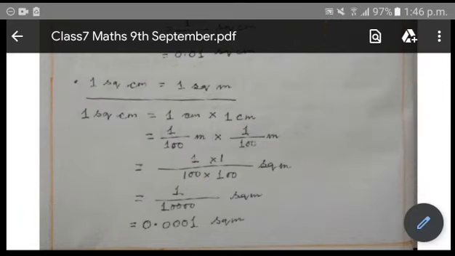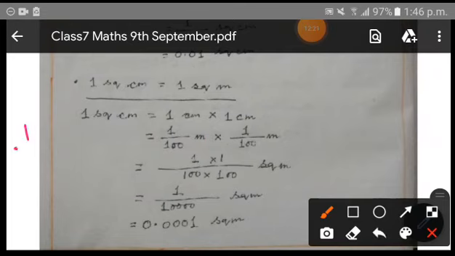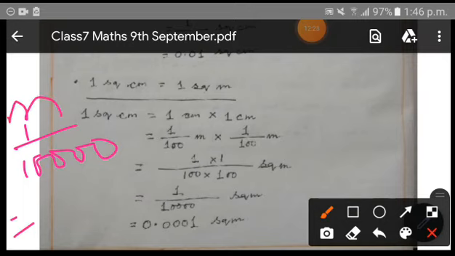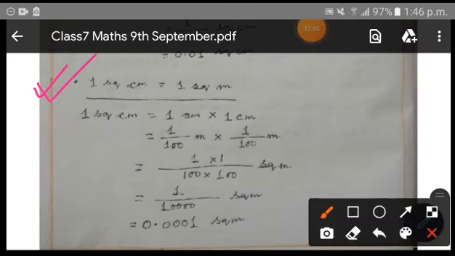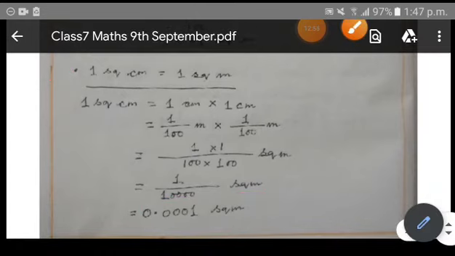Now if you want to convert it into a decimal fraction, what will you do? 1 by 10,000, here you move 4 places towards the left side. So you get 0.0001 square meter. Okay children, so finally you get 1 square centimeter equals 0.0001 square meter.